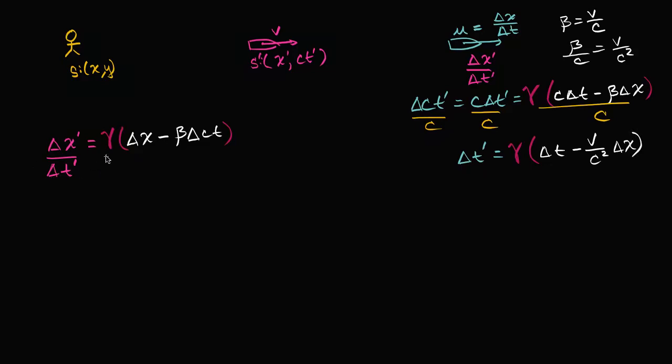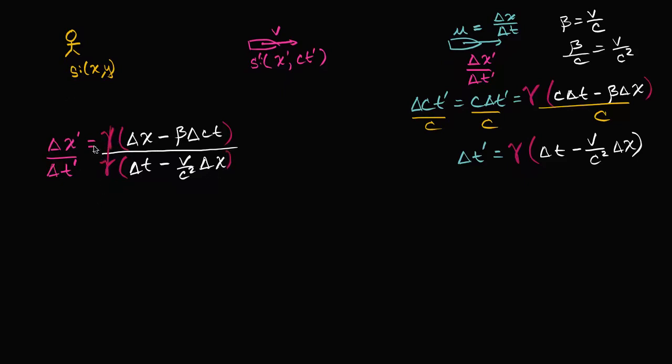So change in t prime, let's write that now. That's going to be equal to your gamma times change in time in my coordinate system. So not the t prime, just change in t, minus v over c squared change in x. So immediately there's at least one simplification we can do. We can divide both the numerator and the denominator by gamma. That simplifies it a little bit.